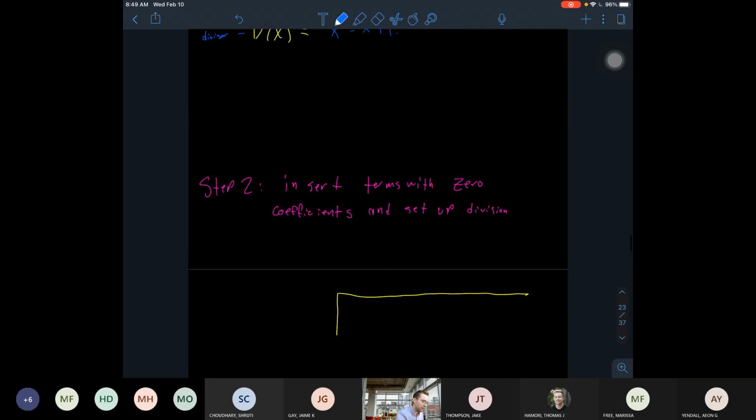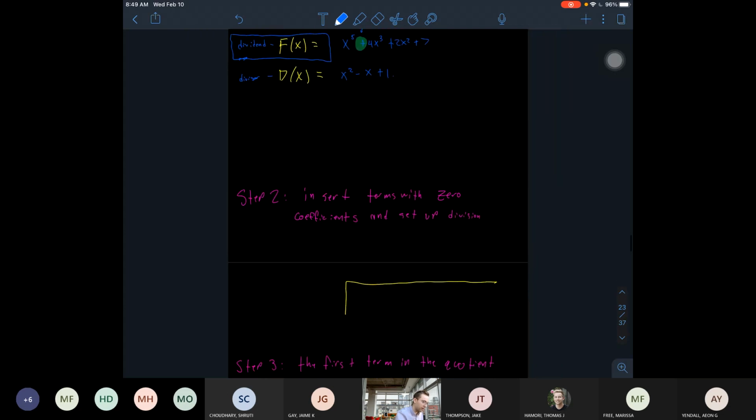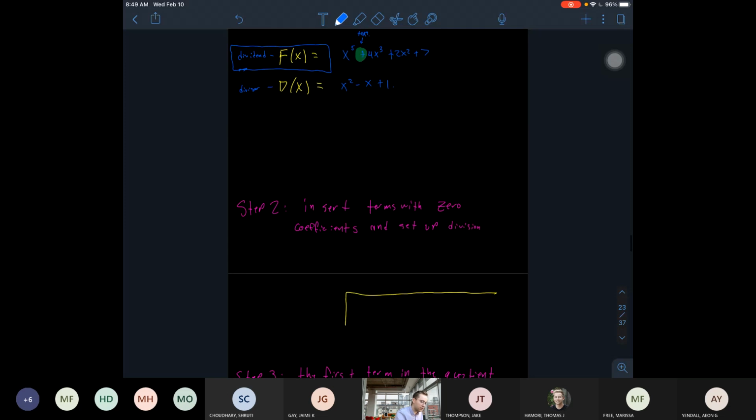Okay. And I'm going to set up the division. So I'm going to write one of these division signs. And remember what the division sign should look like: we should have the dividend on the inside, and we should have the divisor on the outside. Okay, and then what we're going to get up here is going to be the quotient.